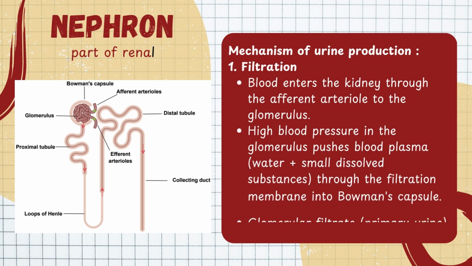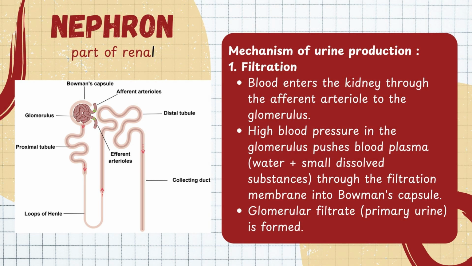And the next is the mechanism of urine production in the nephron. The first is filtration. Blood enters the kidney through the afferent arteriole to the glomerulus. High blood pressure in the glomerulus pushes blood plasma, or water and small dissolved substances, through the filtration membrane into Bowman's capsule. Glomerular filtrate, or primary urine, is formed.